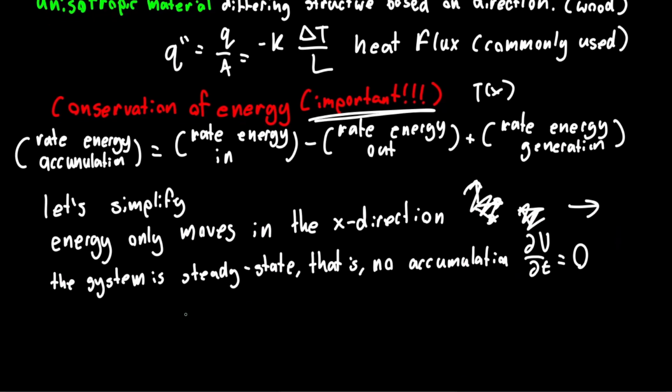And we can also make it so the system is steady state. That is, there is no accumulation within the system. Any change in variable with respect to time is 0. The system is the exact same 1 minute from now as it will be 1 million minutes from now.